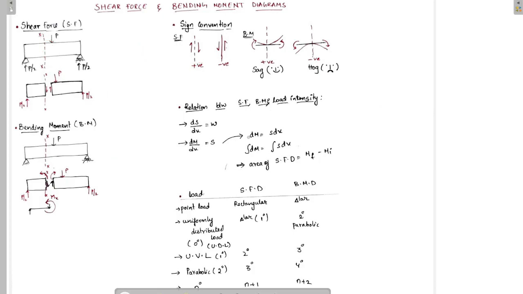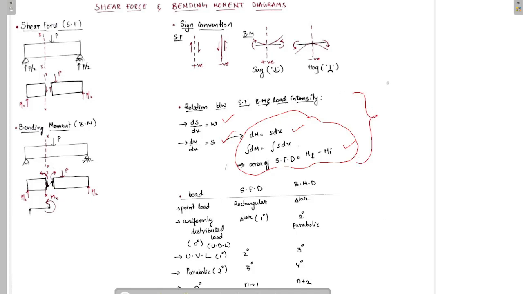Now let's discuss some relations between shear force, bending moment and load intensity. These definitions are directly asked in some exams, or these definitions are used in SFD and BMD diagrams. And in some questions they'll be giving a shear force and asking to find the bending moment at a particular section. These definitions are directly or indirectly asked in exams in some manner.